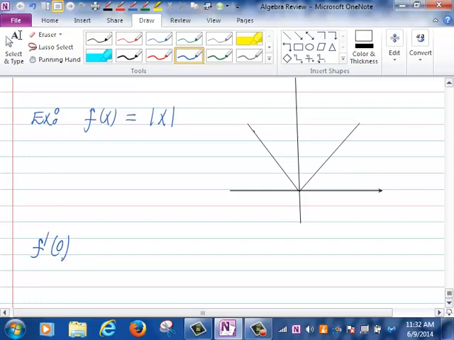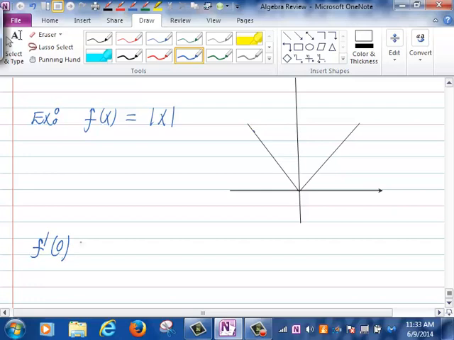This is the line y equals x, right? So the slope of the tangent at any of these points is 1. What's the slope of the tangent at any point here? -1, right? So as you approach 0 from either side, you don't get the same slope, right?